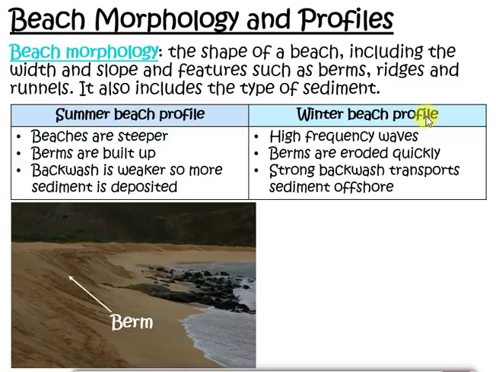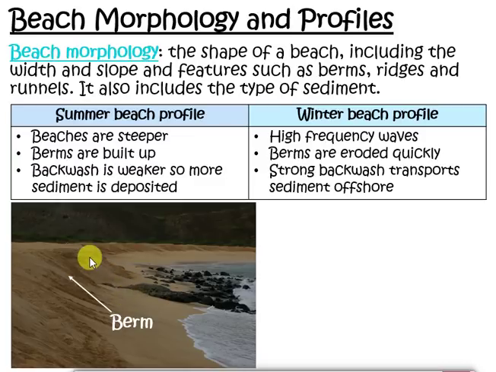In winter, however, we tend to get more destructive waves that break from a height. So the backwash is stronger than the swash, and if you were to return to wherever this is in winter, chances are this berm would get eroded pretty quickly. So therefore beach profiles change. They change daily, but they also change after storms, and generally speaking they change seasonally as well between summer and winter.